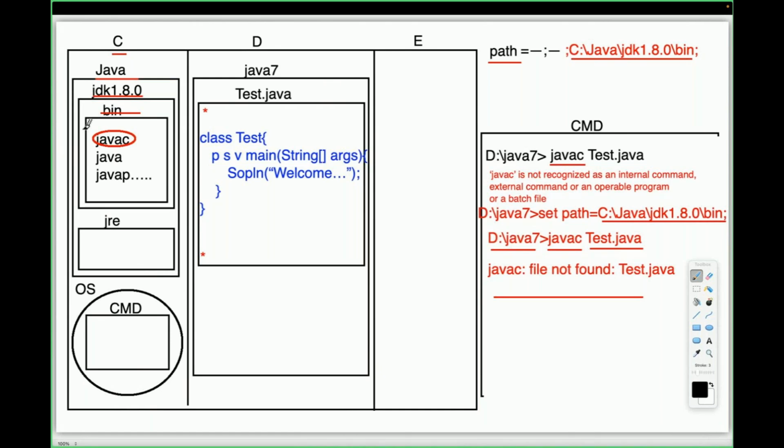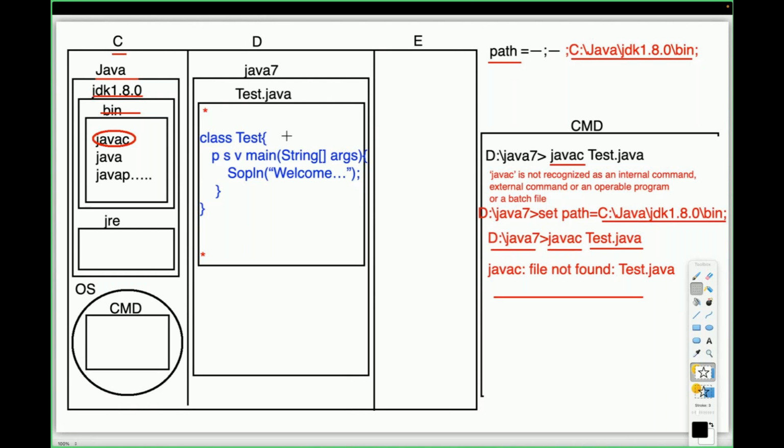Before this, observe carefully the total system now. Operating system is installed under C drive, it is ready. Java software we installed under C drive, it is also ready. Under C Java, two folders: JDK 1.8.0 and JRE. Inside the C JDK 1.8.0 bin folder, we are having all Java commands. Next, the path environment variable is also available.